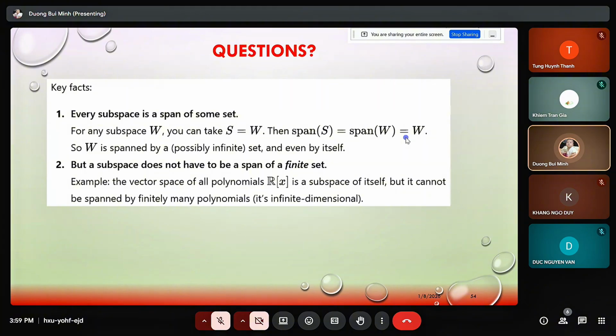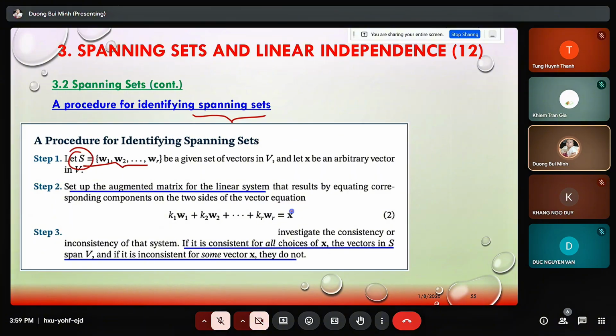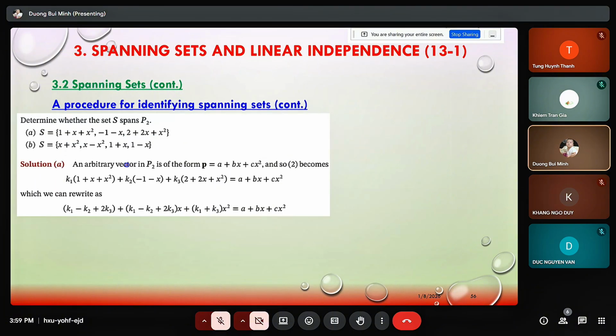So we have procedures for identifying a spanning set. First of all, we need to understand the set S. And then we can demonstrate that any vector of the vector space is a linear combination of vectors in the subset S. Or we can calculate the determinant: if the determinant is different from 0, this is consistent and this is a spanning set.